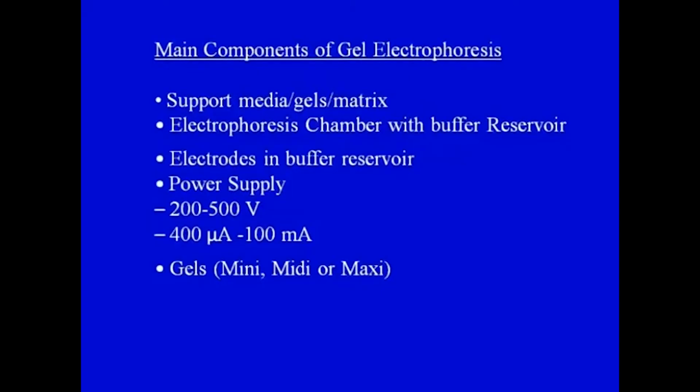Now, there could be three kinds of gels: mini gel, midi gel or maxi gel. Mini gels are very small, say 8 centimeter by 8 centimeter, and the maxi gels could be anywhere in the 40 to 20 centimeter range, and midi will be in between them. Depending on your application you can run either. Most of the time the mini gel is the most routinely used, and other gels can be utilized as per the requirement.